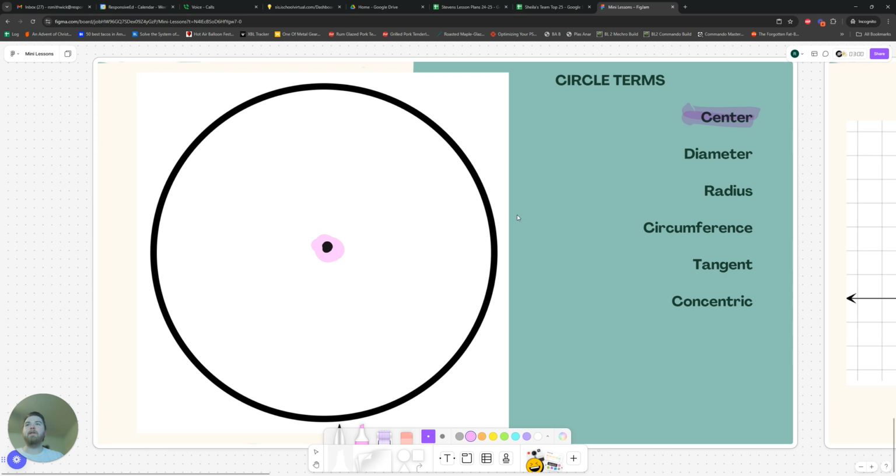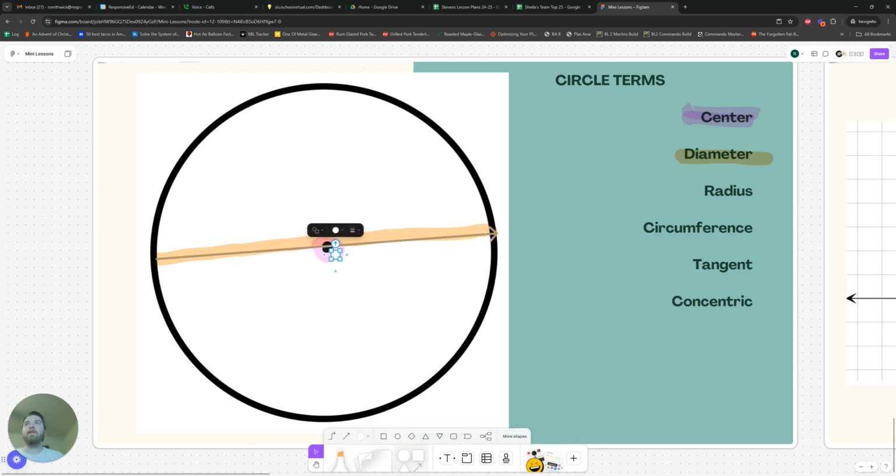The next one is the diameter. When we're dealing with the diameter, you're going to see a segment that's going to go across the circle, and it's got to pass through the center point. So that's what you're going to see for a diameter. I'm just going to highlight that in orange, and that's what we're going to have there for our diameter.